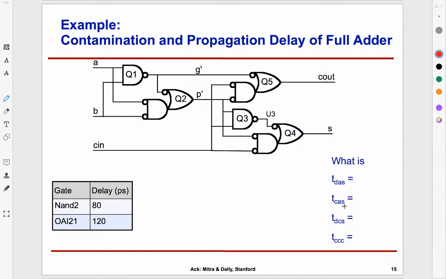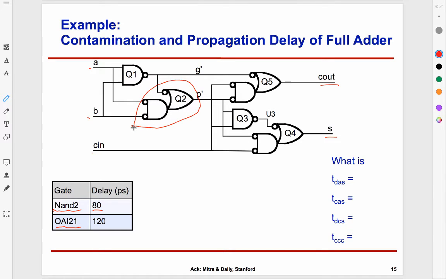Let's look at something more complicated. What we have out here is a full adder. So you see A, B, and carry in, and we have carry out and sum. And we are interested in the propagation delay from A to S, contamination delay from A to S, propagation delay from carry in to S, carry in to carry out. Okay, contamination delay. What we are given is that NAND2 has a delay of 80 and OAI21, which stands for OR-AND-Invert 2-1. Okay, so what it is actually referring to is this gate.